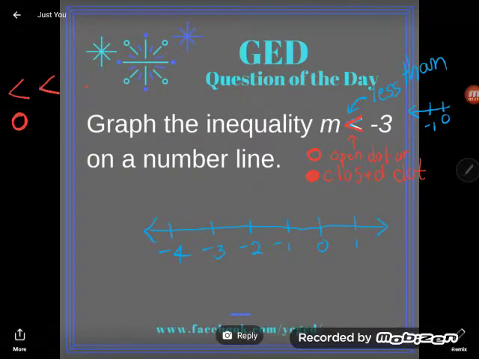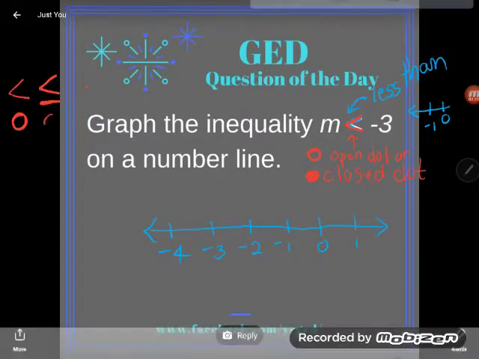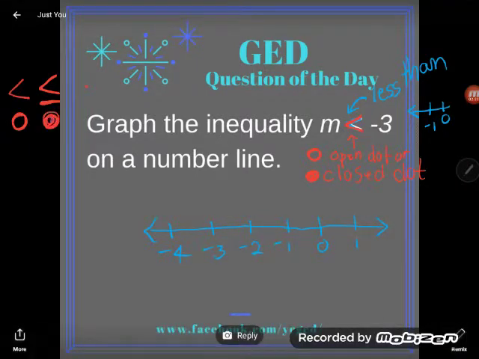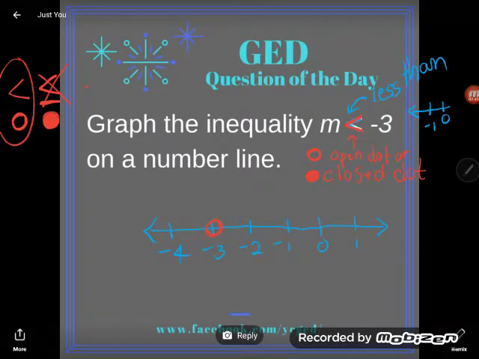Whereas if I did have a little line underneath, if it said M is less than or equal to -3, well, that means equality with -3 is a possibility. So -3 would be included, and in that case, I would do a closed dot. But that's not the kind of symbol I have. I have a strictly less than symbol, and so I will use an open dot on -3.